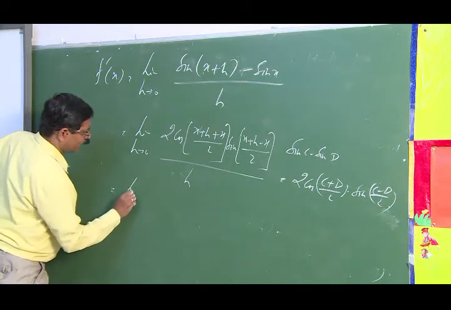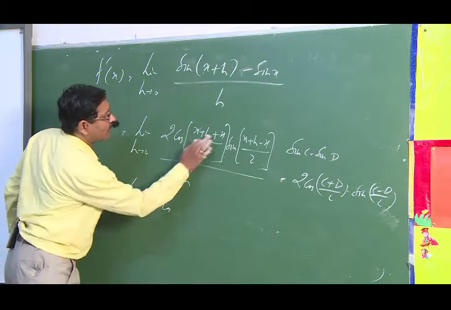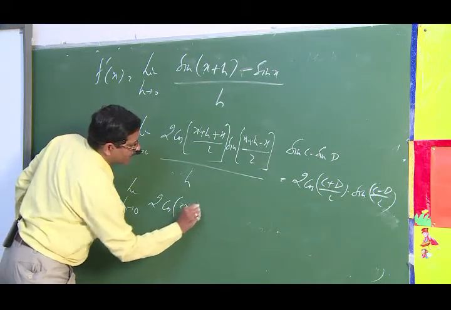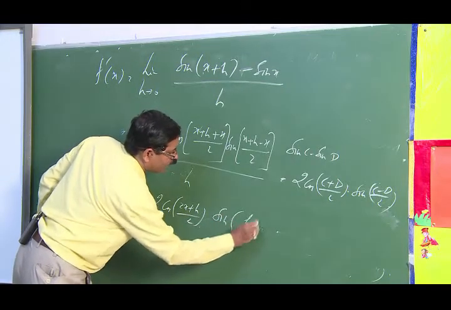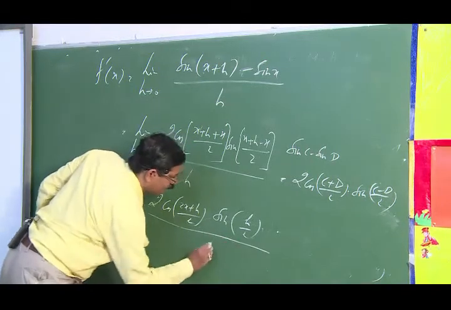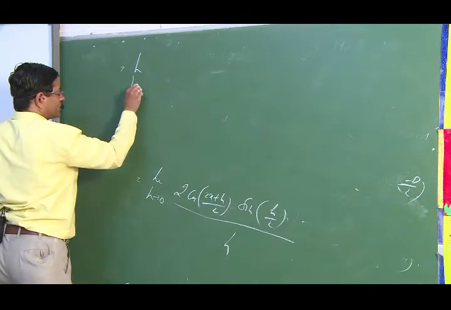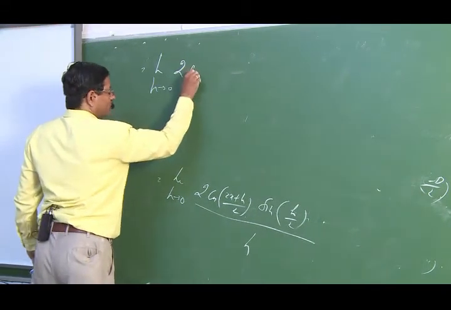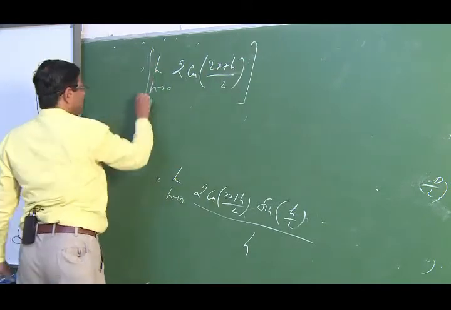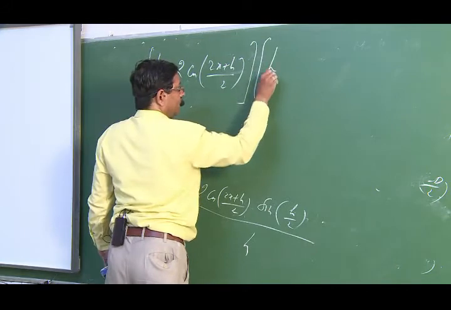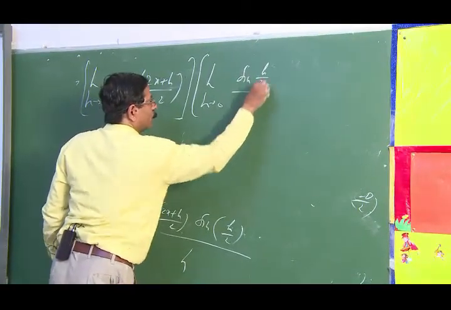So you will get the limit as h tends to 0 of 2 times cos of (x plus x plus h) by 2, that is cos of (2x plus h) by 2, into sine of h by 2, divided by h. Now this is the limit as h tends to 0 of 2 times cos of (2x plus h) by 2, into the limit as h tends to 0 of sine of h by 2 upon h.